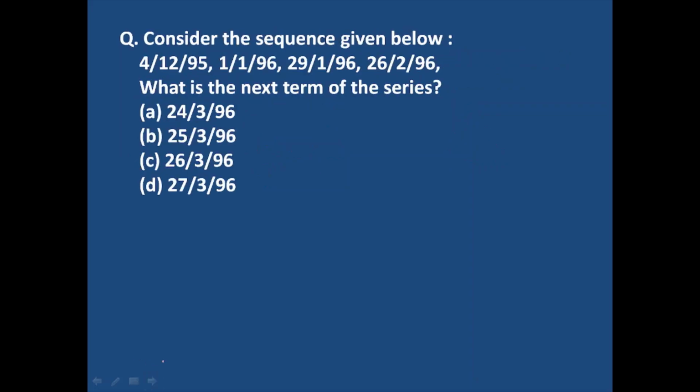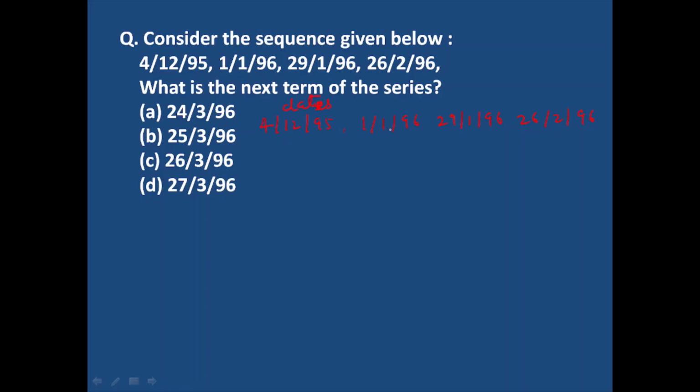Clear? Now the next question: consider the sequences given below. 4, 12, 95 and 1, 1, 96, 29, 1, 96 and 26, 2, 96. These are basically dates.